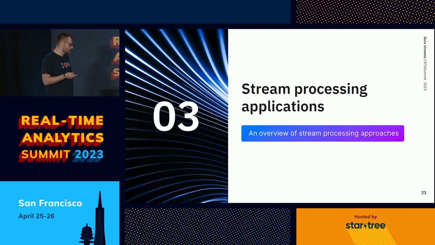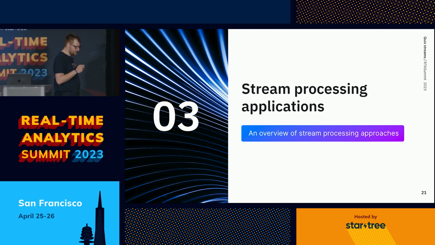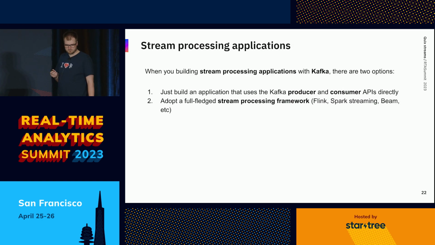Cool. So let's say we want to build a stream processing application. Do we have any options? Well, the 2 major options are: are we going to use pub and sub client APIs of, let's say, Kafka, or are we going to use a full-fledged stream processing framework like Flink? Nothing is a silver bullet, as usual in life.